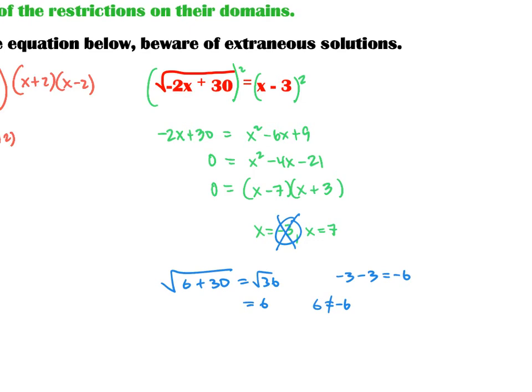Okay, let's test with 7. So that would be negative 14 plus 30, which is the square root of 16, which will equal 4. On the right side, I would have 7 minus 3, which is 4. Since 4 equals 4, x equals 7 would be a solution. Therefore, x equals negative 3 is an extraneous solution that you need to be careful for.